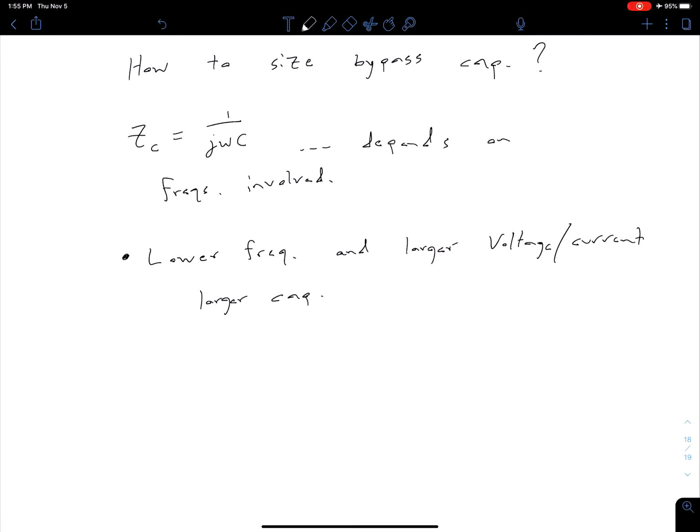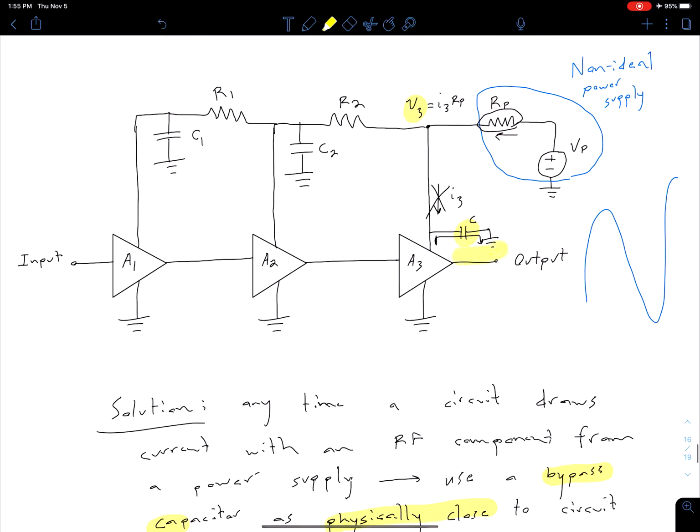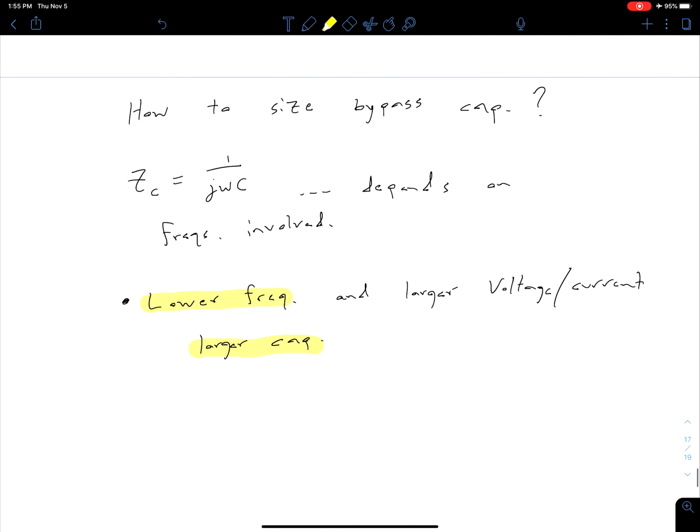Because remember, ultimately we want this Z sub C to be a small value, because it's providing this path to ground, as we see here, for this AC component. So we want that capacitor impedance to be as small as possible. And what we can see from this Z sub C equation, if we have a lower frequency value, that's going to be driving our impedance up. So we would need a larger capacitance value to counteract that and keep our impedance value low.